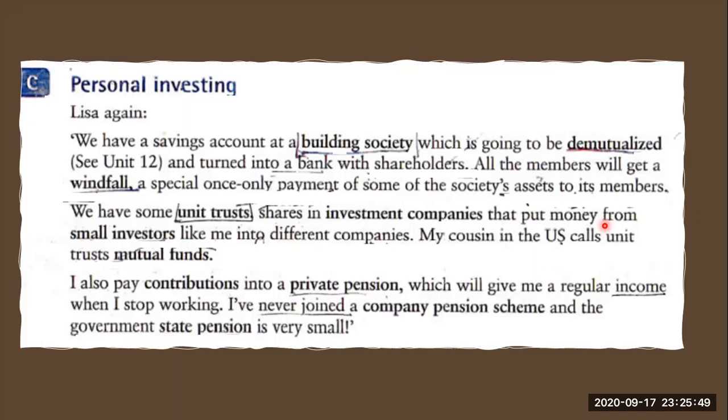All the members will get a windfall, a special once-only payment of some of the society's assets to its members. Okay, so everybody's going to receive some money for that. We have some unit trusts, shares in investment companies that put money from small investors like me into different companies. My cousin in the USA, in the United States, calls unit trust mutual funds. Mutual funds. So they go together.